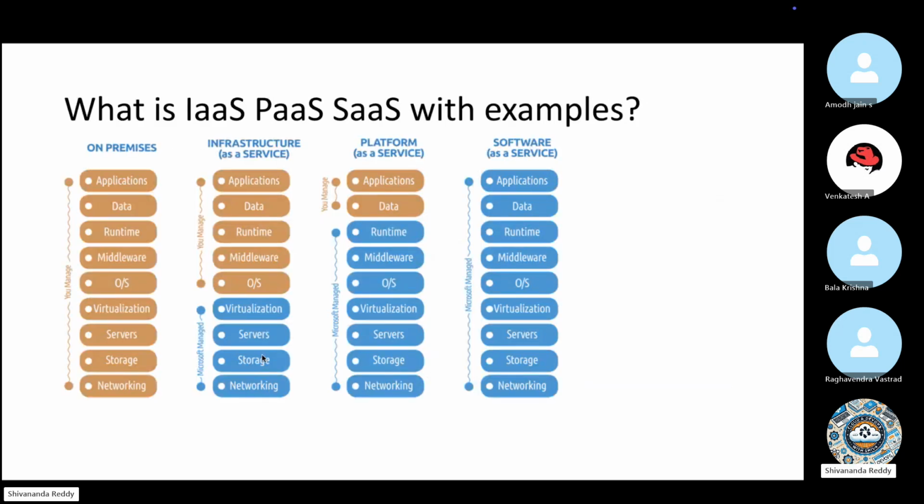Then if you go to PaaS, platform as a service, more than 75% will be managed by the cloud provider. You just need to manage data and application. That's it. That's how you manage.